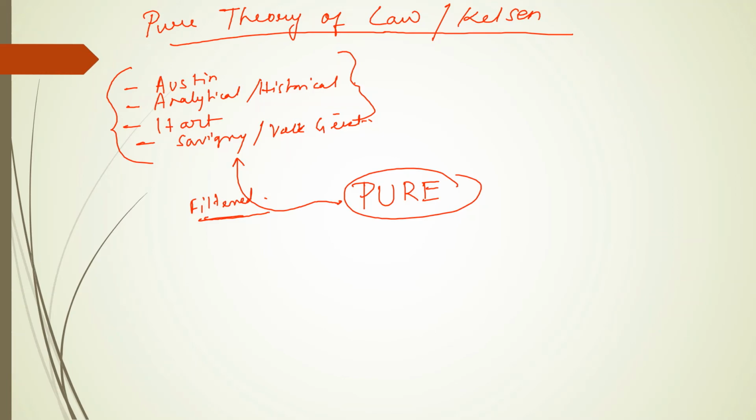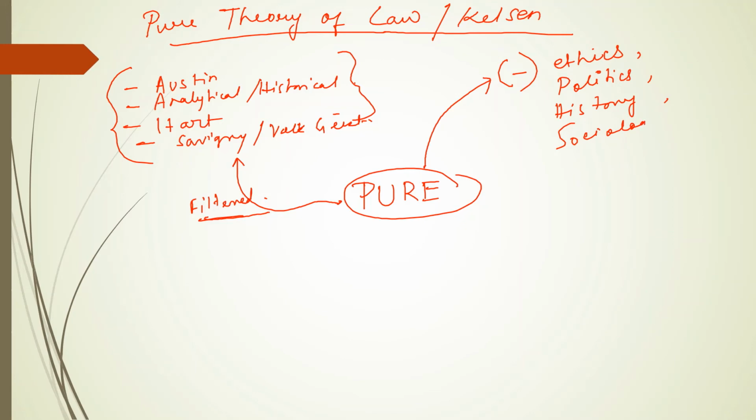Under the pure theory, he also deducted something from their explanation or analysis. What deduction has he done? First, he deducted the word ethics. Then he deducted the word politics. Then he deducted the term history, as well as the term sociology. Sociology is all about society, your behavior towards society, your manners, human behavior, all these things. He completely deducted ethics, politics, history and sociology from their interpretation or analysis of law. He made something refined, which we call refined analytical.